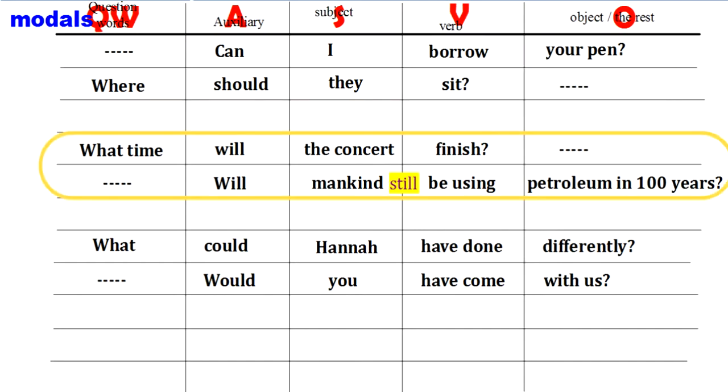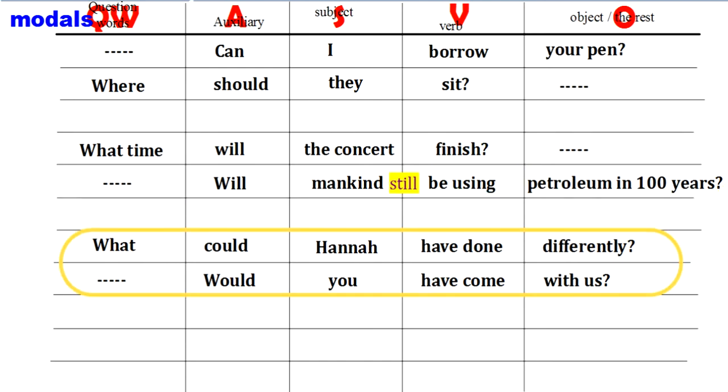The next two examples are the future. I have the future simple and the future continuous. And for the future, the auxiliary is will. It's a modal, and it takes the auxiliary position. The verb form should be simple, should be the base form, or the base form plus ing if it's continuous. This is also another example where you can use an adverb. I have the adverb still.